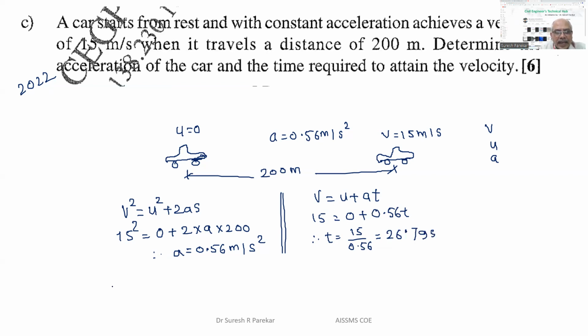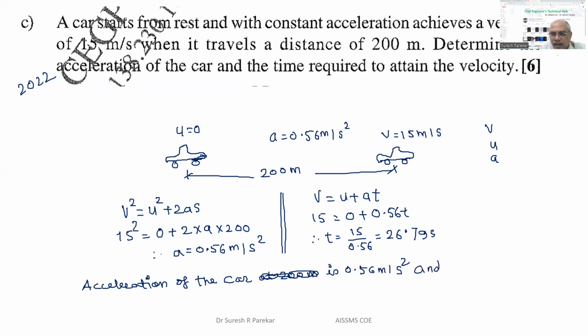So the acceleration of the car at 200 meter is 0.56 meter per second square, and it will reach 200 meters in 26.79 seconds. So likewise, we have to solve the problems and we will get the answer.